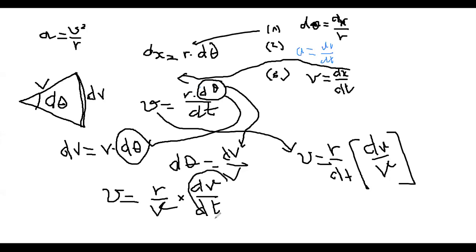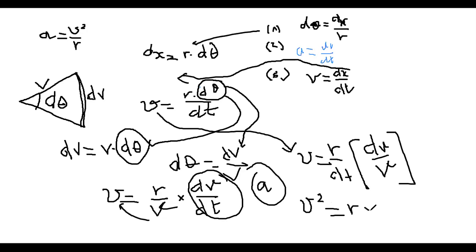What is dv by dt? This is your acceleration, because we said acceleration is the rate of change of velocity over time. So v squared is equal to r times dv by dt, which is equivalent to a. So a is v squared divided by r. Proven.